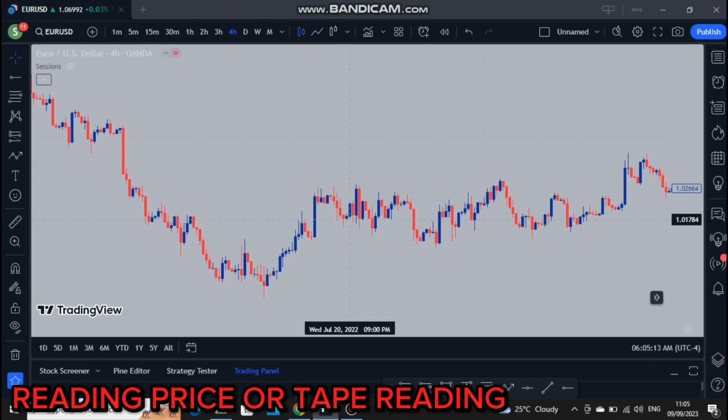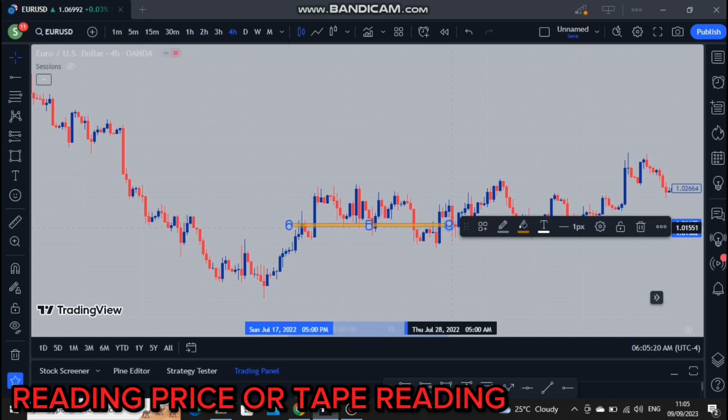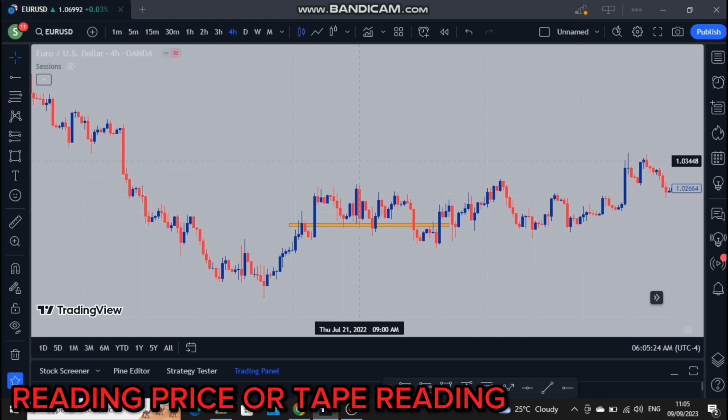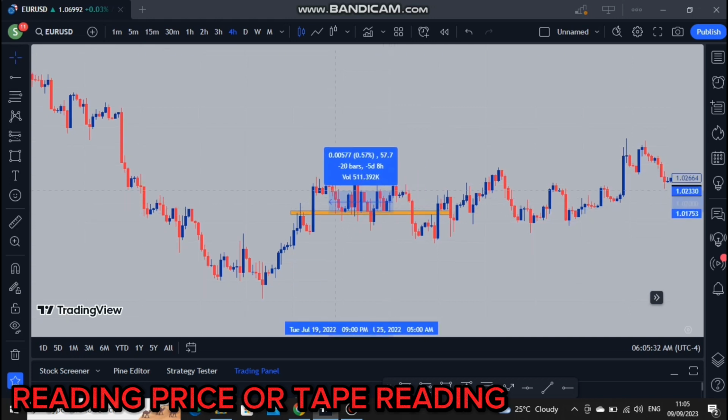Then buyers bought it all the way to the upside, testing this support resting here. This is where they came to retest. So this is where they came to retest this point. They retested this point, pushed all the way to the upside. So all these things are things you should be looking out for as a trader.